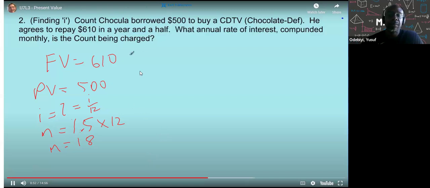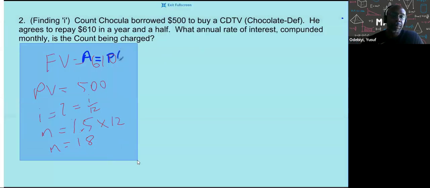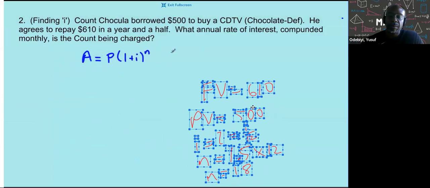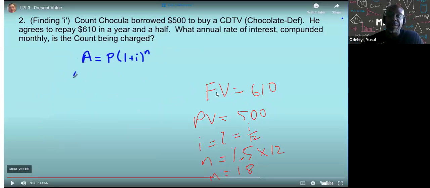So let's set this up as a normal compound interest question. A equals P times 1 plus I to the exponent N. We know that the amount that he's going to have to pay back is $610. Remember, A is also the same thing as future value, because A is the future, P is principal, which is the starting amount. So P would also mean present value over here. So he's just using compound interest like we did yesterday. It's the same thing, though.